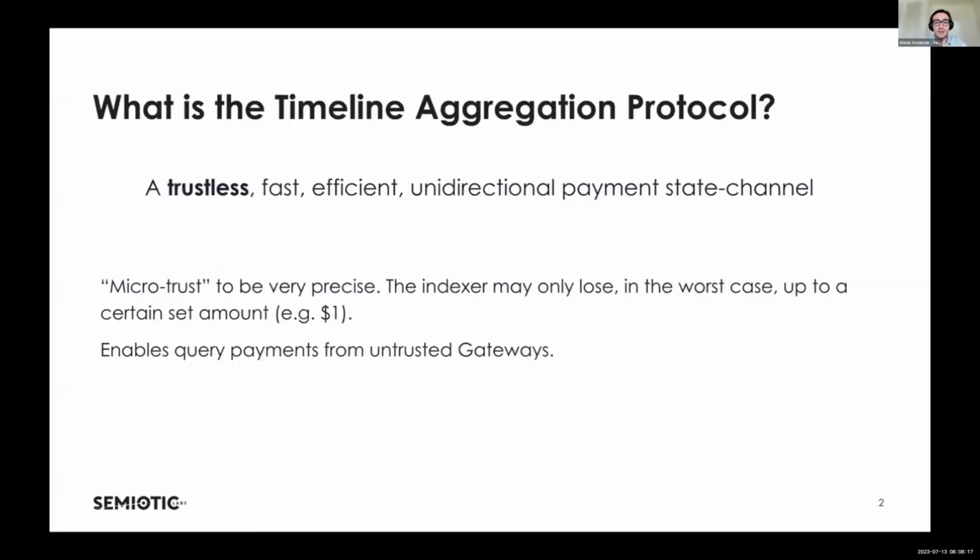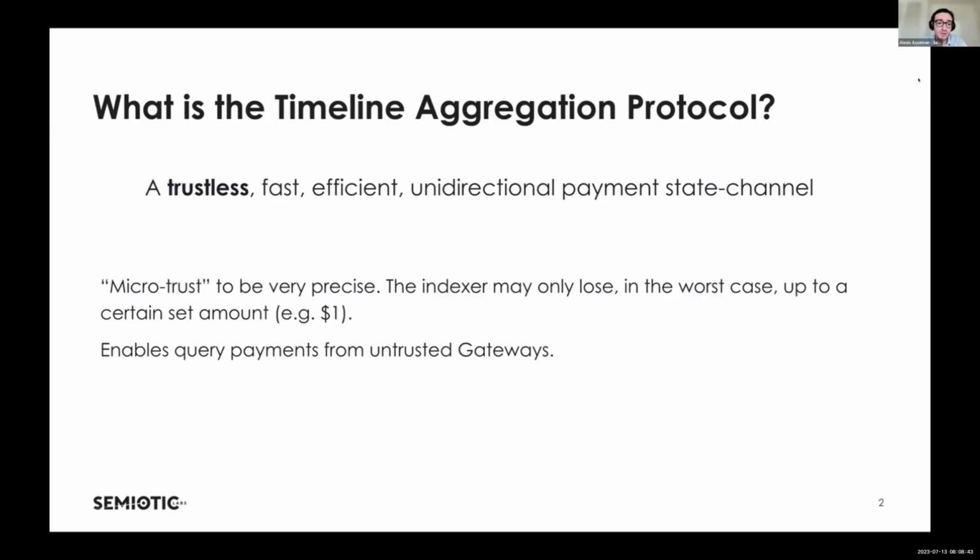Yeah, so today we're doing a little overview of the timeline aggregation protocol. It's really in relation to the linked GIP, to help people get some context as to what we're talking about there. So what it is: a trustless, fast, efficient, unidirectional payment state channel, roughly. So that sounds very peppy.